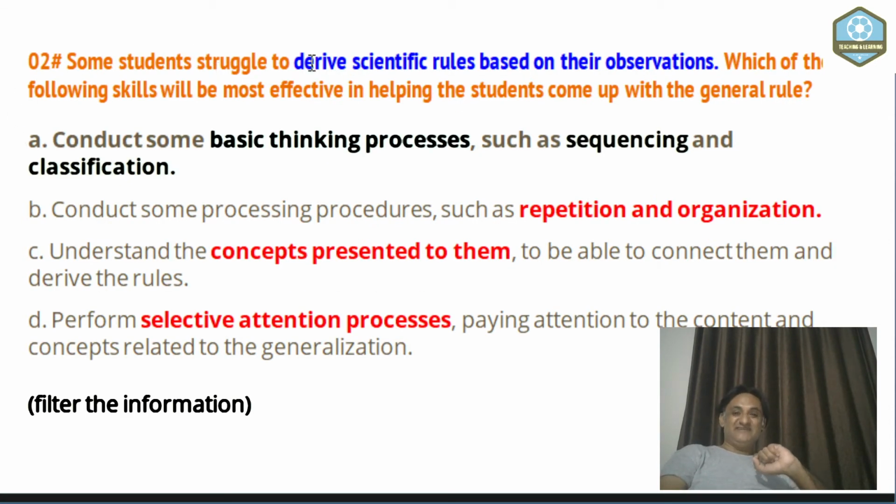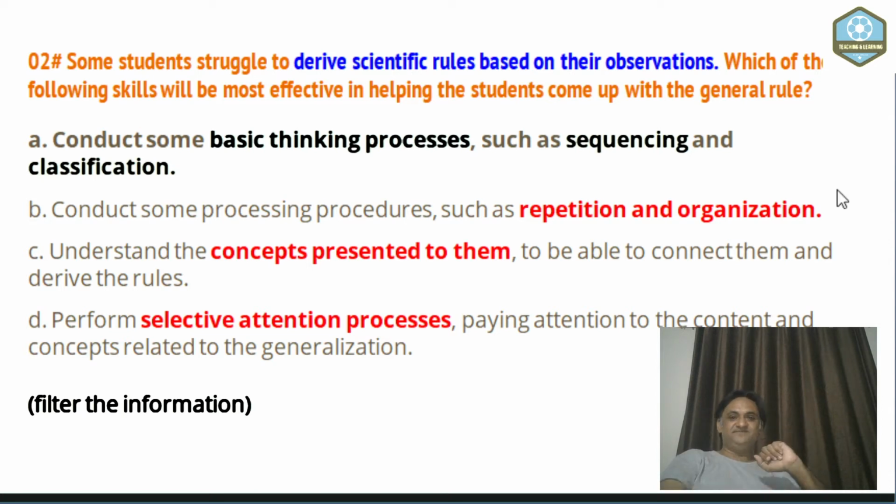Some students struggle to derive scientific rules based on their observation. I have highlighted this: derive scientific rules. I'm talking about scientific rules, okay? Which of the following skills will be most effective in helping the students come up with a general rule? Scientific rules, what can be related with the science, right? In science, how are you going to start the observation, our own observation?